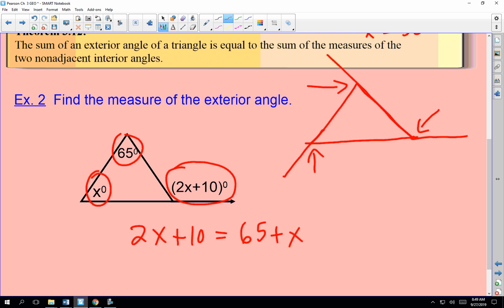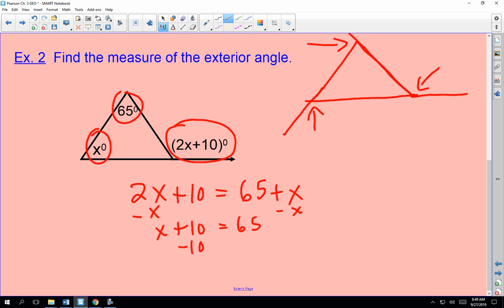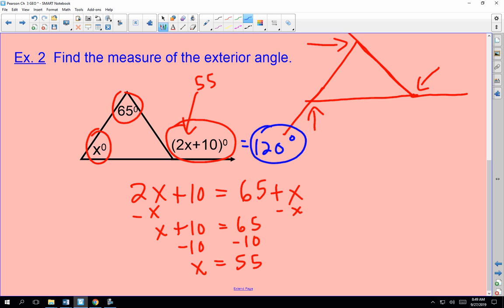So subtract x. x plus 10 equals 65. Subtract 10 from each side. So x equals 55, but we have to find this angle right here that I'll circle by plugging in 55 for x. 2 times 55 is 110. 110 plus 10 is 120. So 120 degrees is our final answer, the measure of the exterior angle.